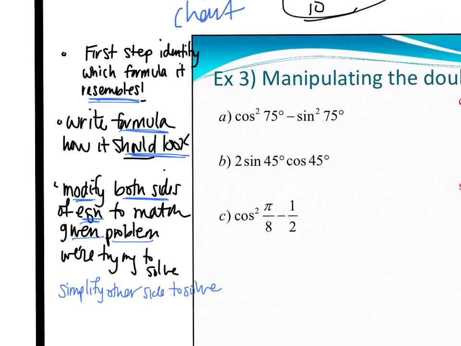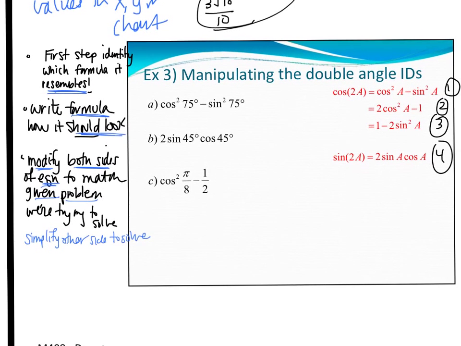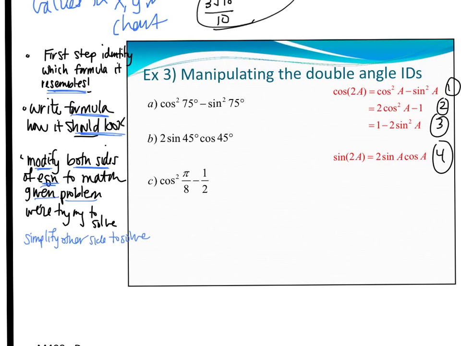Okay, let's go ahead and see how this works out for the 3 examples on this slide. To make it easy for discussion, I labeled the equations with numbers 1 through 4 off to the side. So if we look at problem A, it most similarly looks like equation 1. So I'm just going to label that with a 1 right now. Equation B, that one most closely resembles equation 4. And C most closely resembles equation 2. Okay? So now that we've identified the equation, what we're going to do is we're going to write the formula the way that it should look.